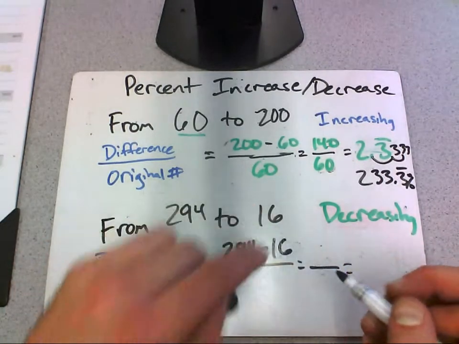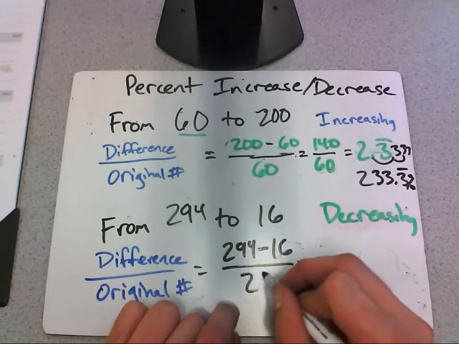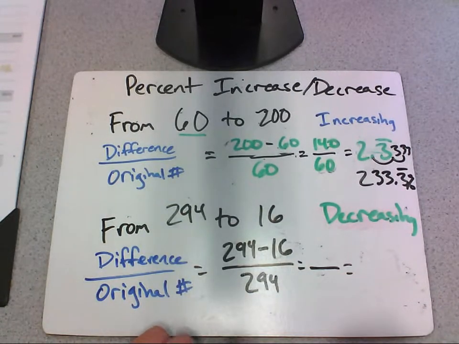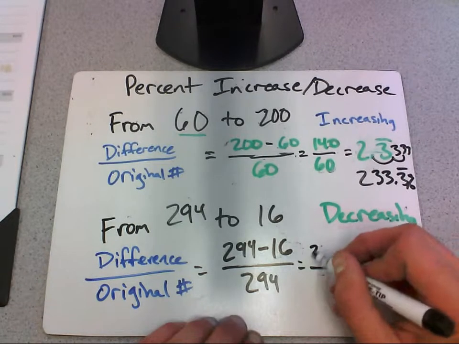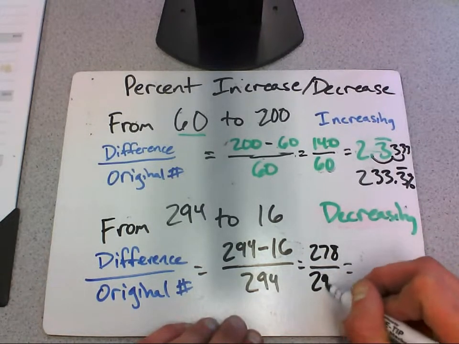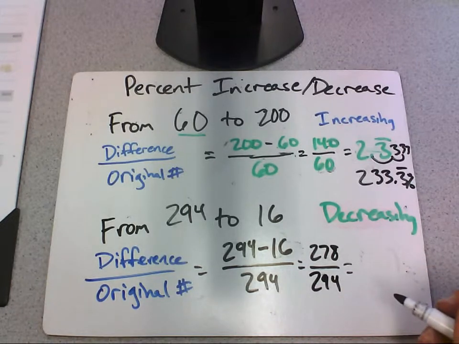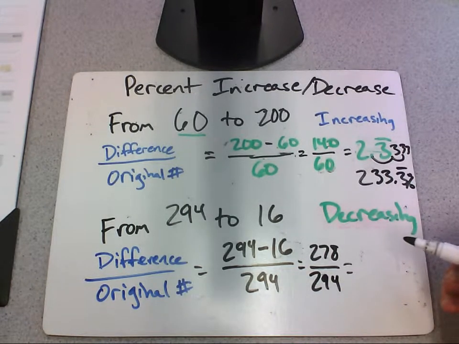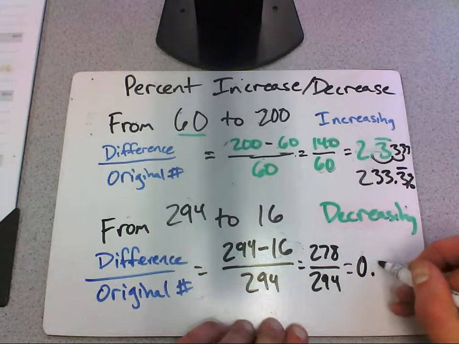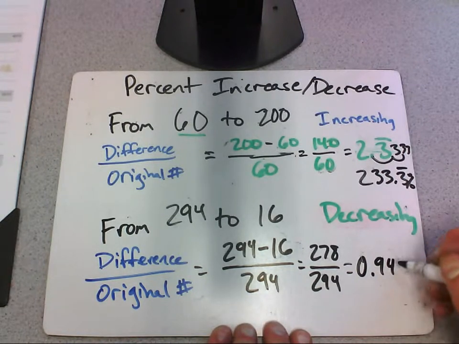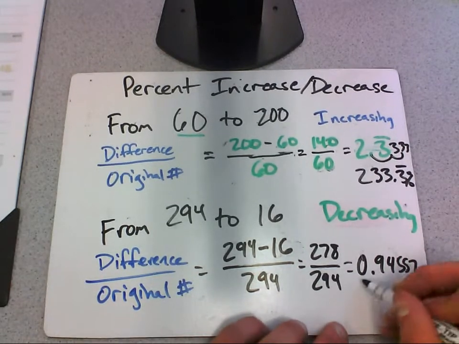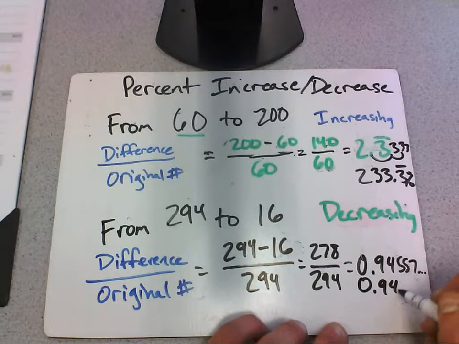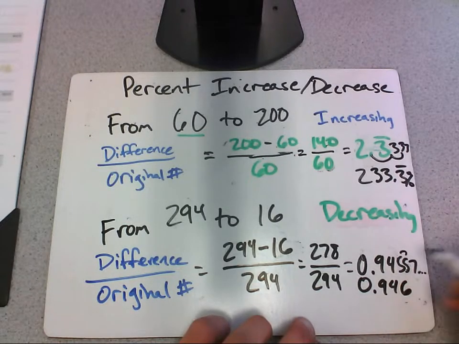How about from 294 to 16? I want to find the difference between them over the original number. If I simplify that, 294 minus 16 is 278, divided by my original number. And I get 0.94557, on and on and on. It'll repeat for a while. Let's just round that off to a clean 0.946.